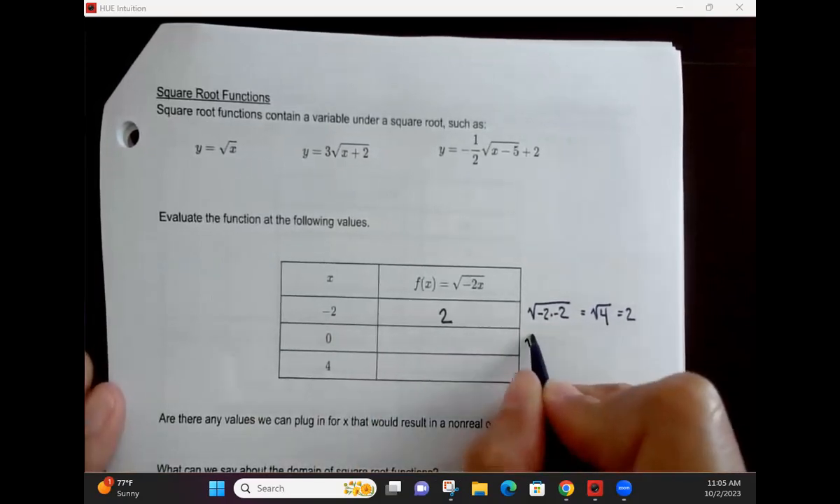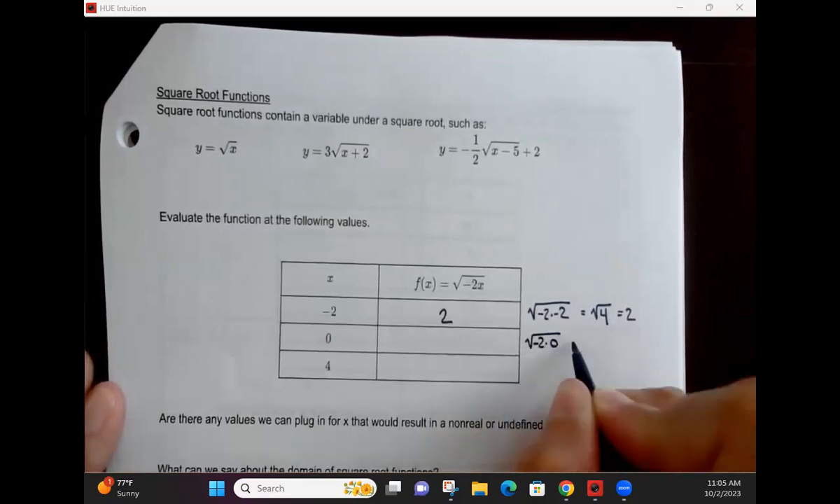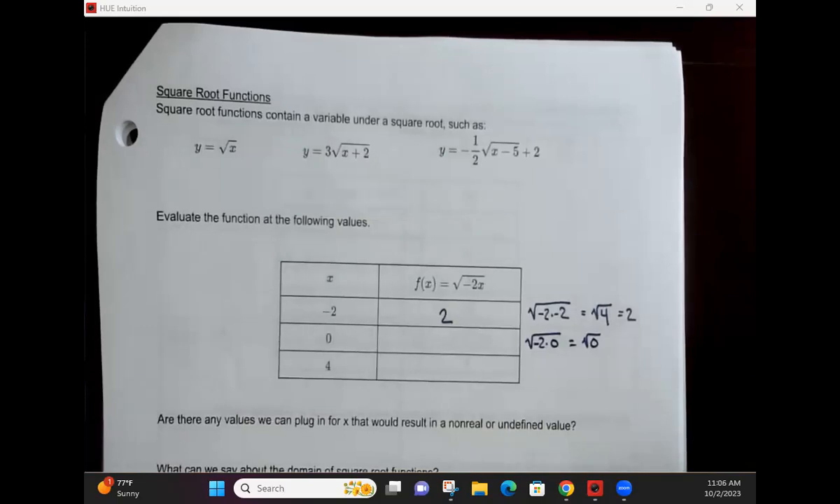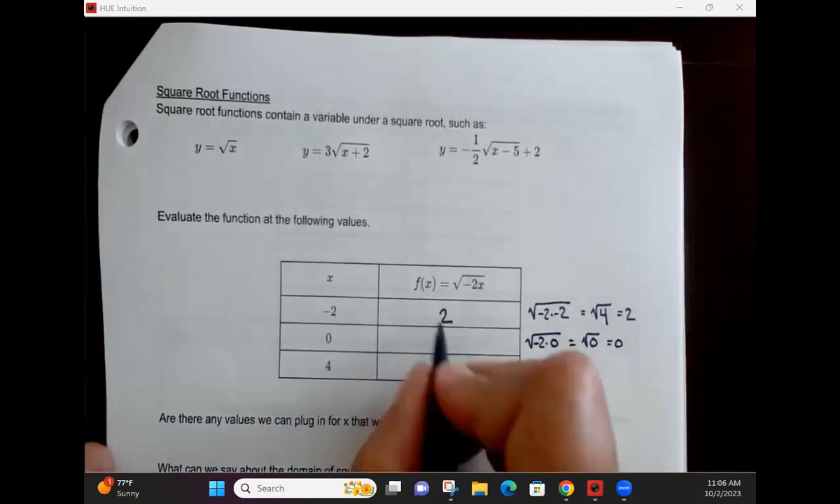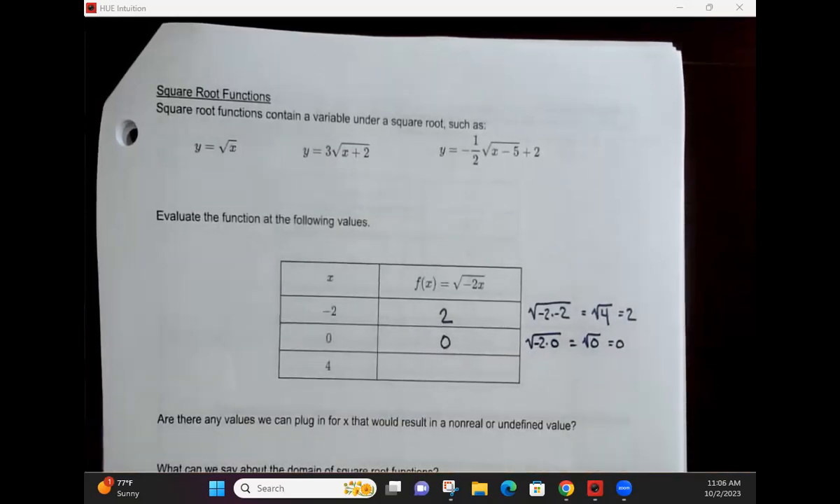Let's plug in 0. Square root of negative 2 times 0. That would be the square root of 0. Simplify under your root first. Can I take the square root of 0? Yeah, it's just 0. Square root of 0 is fine. Square root of 0 is 0.